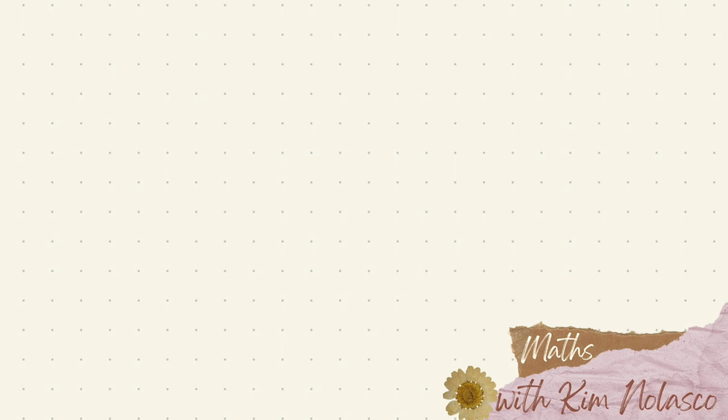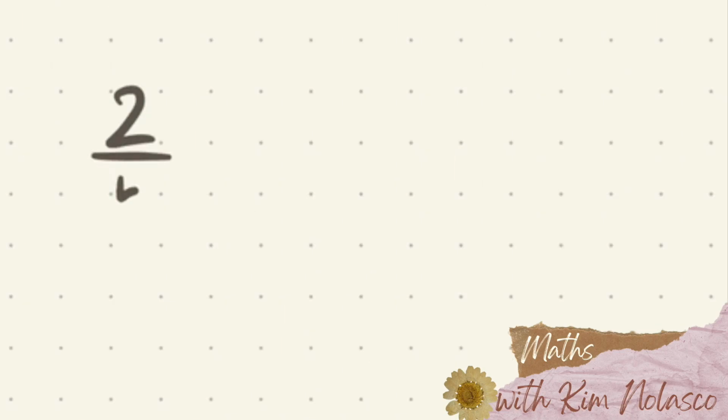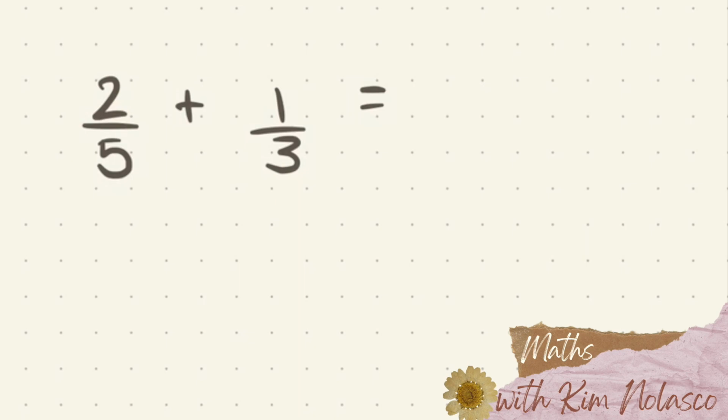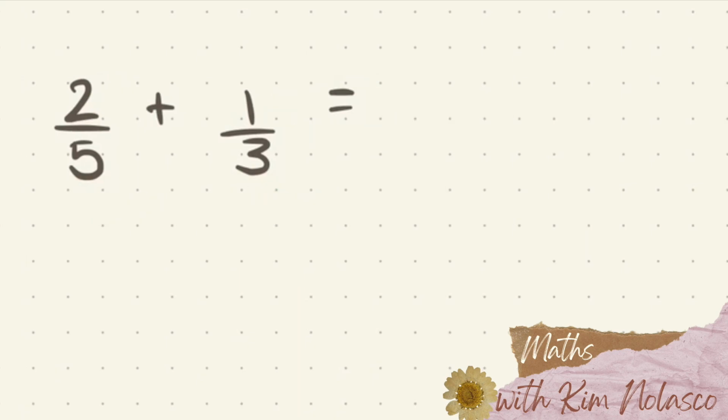First question is 2/5 plus 1/3. Now when we're adding fractions, we want our denominators, so the bottom numbers here, to be the same. And we can do this by either multiplying or dividing. So what number can I multiply the 5 by to give me a value that's also in the 3 times tables? I can multiply it by 3.